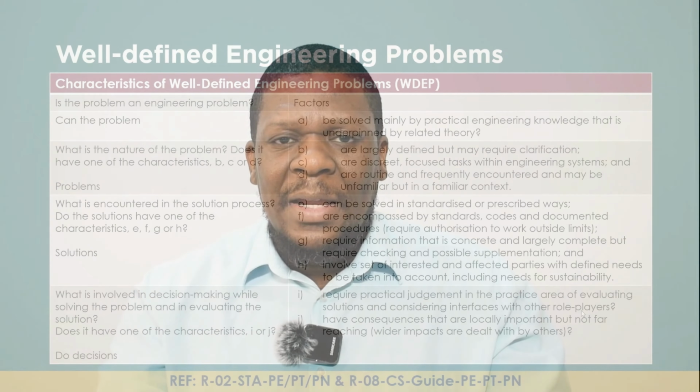Now, in the previous presentation we focused on well-defined engineering problem. What are the characteristics of a well-defined problem? A well-defined problem has the following characteristics. It has clearly defined scope and constraints, requires standard engineering techniques, can be solved using established procedure and codes of practice, and has a defined outcome with measurable success criteria.